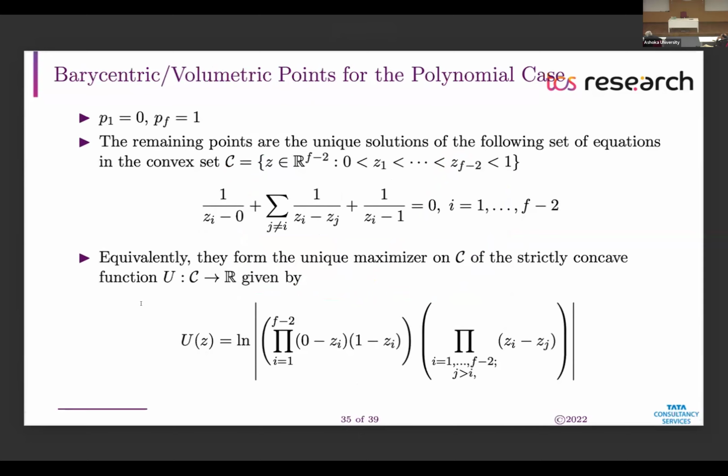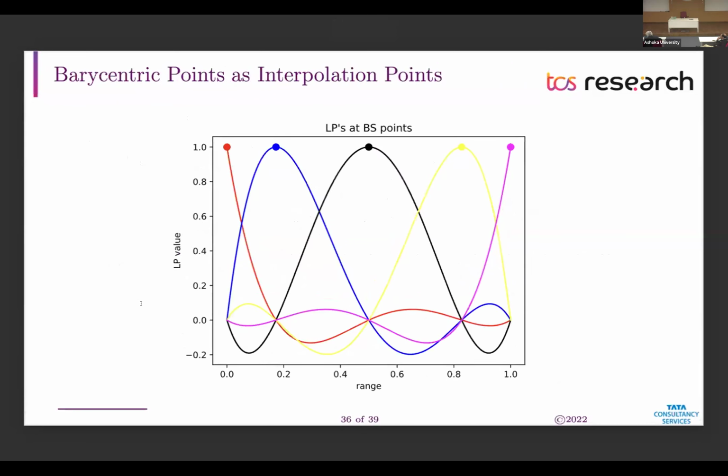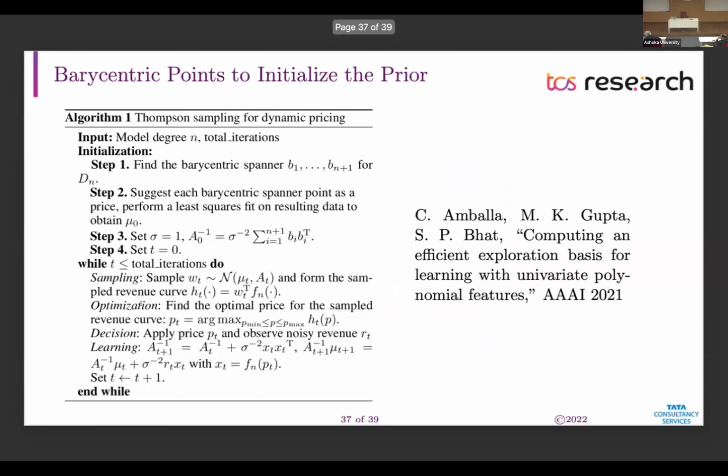In fact, very interestingly, they also turn out to be volumetric points. So in the polynomial case, they are both the same. And up to degree 4 or 5, you can actually solve them in closed form. If I repeat the same thing with barycentric points, you see that all the Lagrange polynomials are bounded between -1 and +1. Not only that, but at any point, the sum of the squares is bounded between 0 and 1 also.